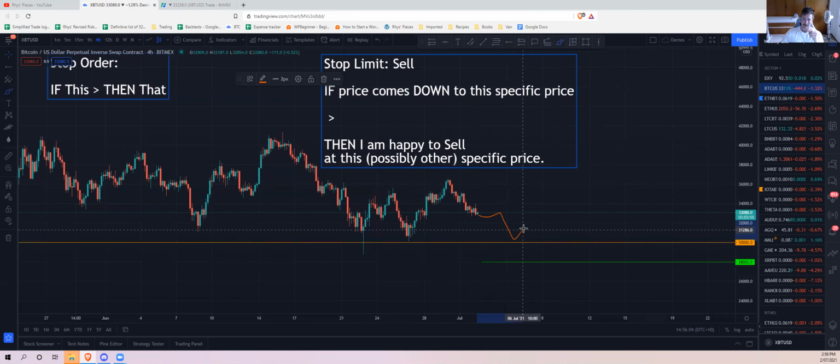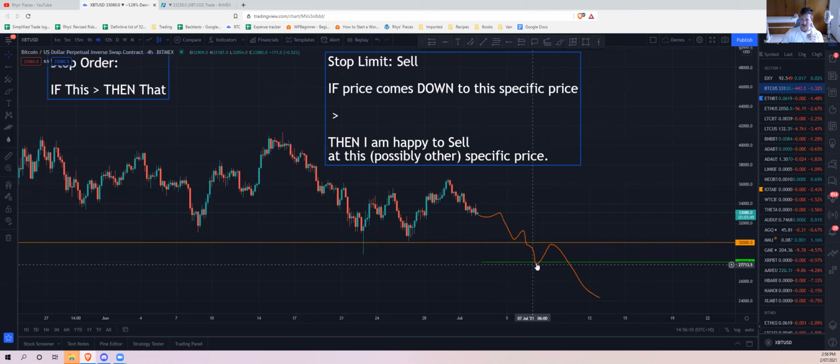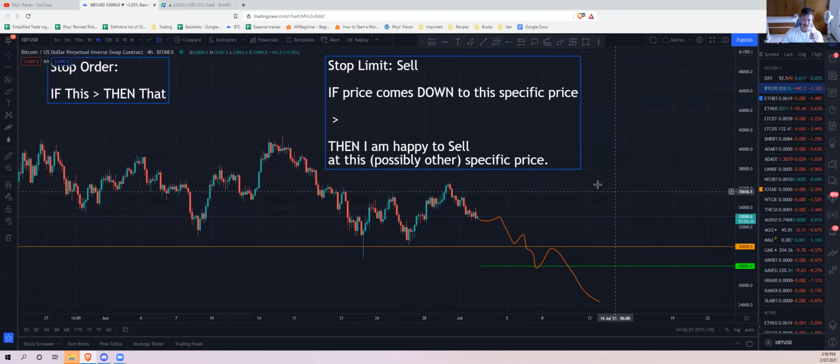Now, that should look familiar to everyone, right? That's a retest. That's what you're banking on. So what you're saying there is if price hits 28,000, then put a sell limit at 30,000. And like I showed before, if the limit's above current price, which price will be 28,000 when this is executed, that'll just sit there waiting until price comes up to hit it.